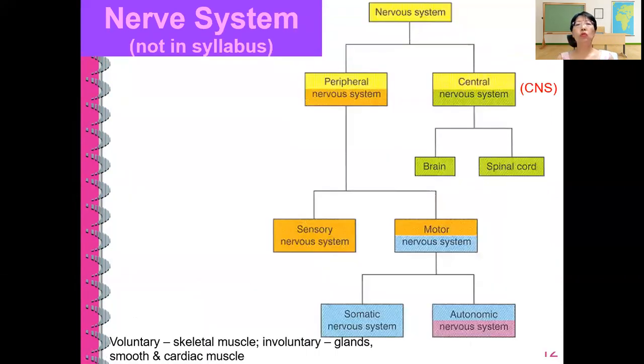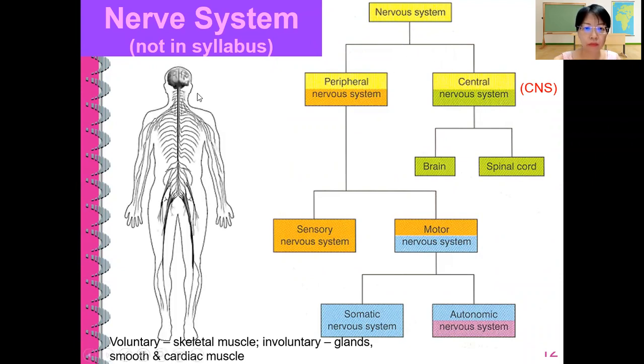So over here, I'm going to introduce to you how the nervous system can be studied. It is not in syllabus, but I think it's actually good for you to know, as an introduction to the nervous system. So the nervous system in our body can be divided into the central nervous system, CNS for short. The nervous system is made up of all the nerves that run from the brain and the spinal cord. So this, the brain and the spinal cord.